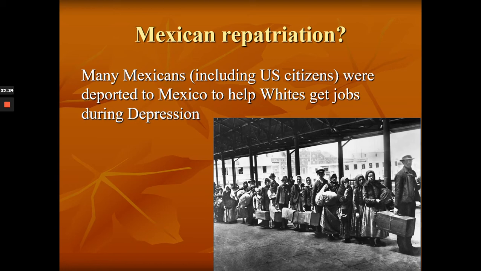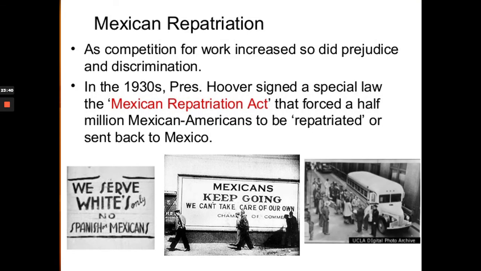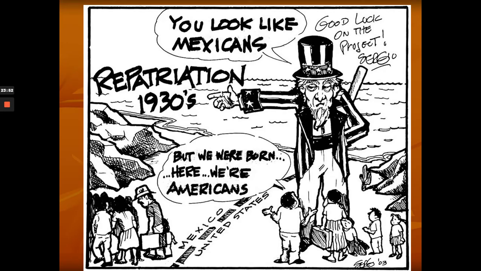And some of them were American citizens, some of them were illegal, but the point is that the federal government during this time rounded up a bunch of people, Mexican Americans, Mexican migrants, some were citizens, some weren't, and he just deported them. Put them on a bus, sent them to Mexico, hoping that that would help the job situation for white people. Okay, that happened. It's called Mexican repatriation. Okay.